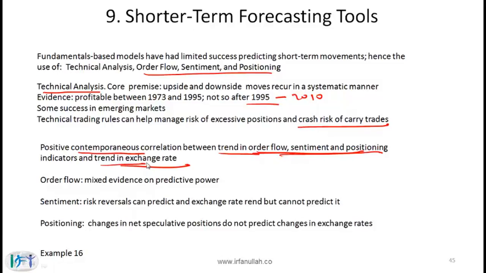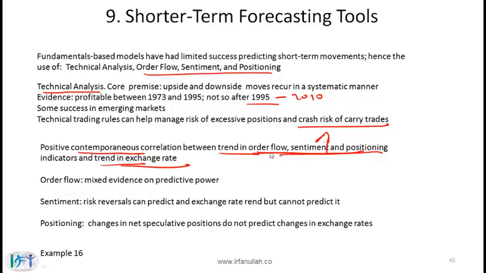So while that's good, the problem is that this relationship is contemporaneous. So since this relationship is contemporaneous, it doesn't really help us predict anything. So if we see positive sentiments or high order flows or high level of positions, then the exchange rate is moving at the same time. We can't say that sentiment is positive and therefore exchange rate will go up in the future, because positive sentiment will result in exchange rate going up contemporaneously or at the same time.